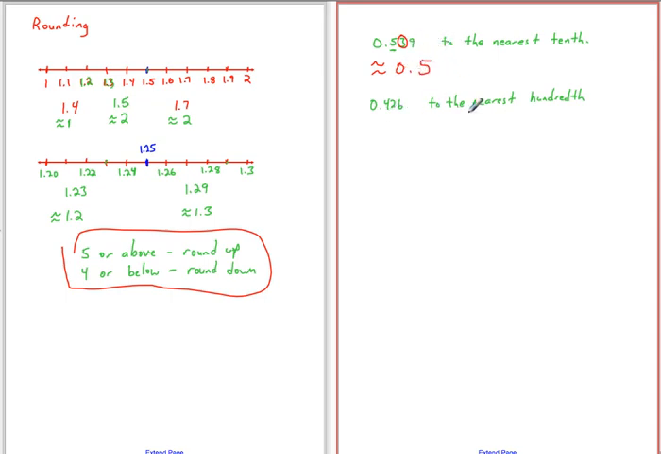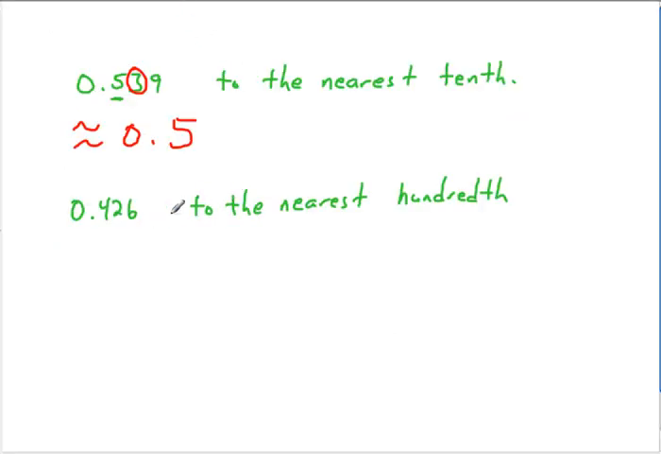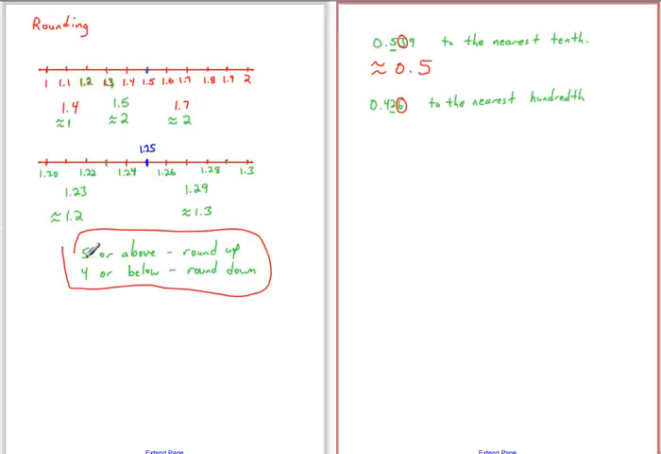Okay, now on this next one, we're rounding to the nearest hundredth. And the hundredth spot is right here, the 2. And so we need to check the next digit, which is a 6. And using that rule, 6 is 5 or above, so we round up. So that looks like approximately 0.43.